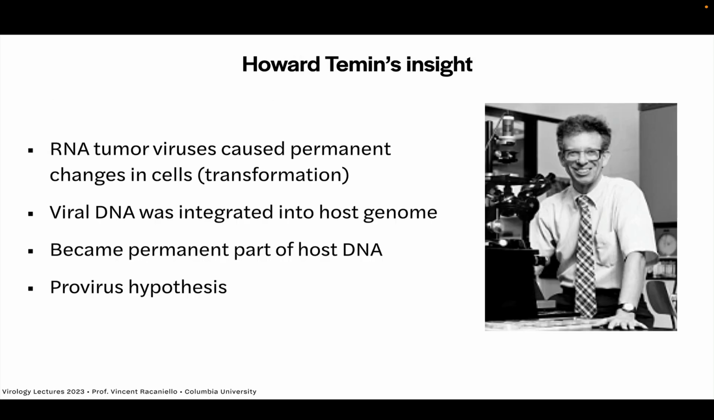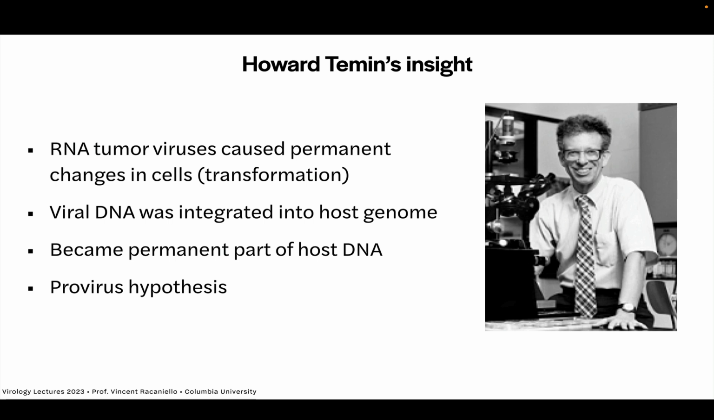An early investigator in the field was Howard Temin. We'll talk more about him later as well, but he noticed that these RNA tumor viruses, when you infected cells with them, caused permanent changes which are collectively called transformation. And along with the transformation, viral DNA was integrated into the genome of the host cell. It became a permanent part of host DNA.